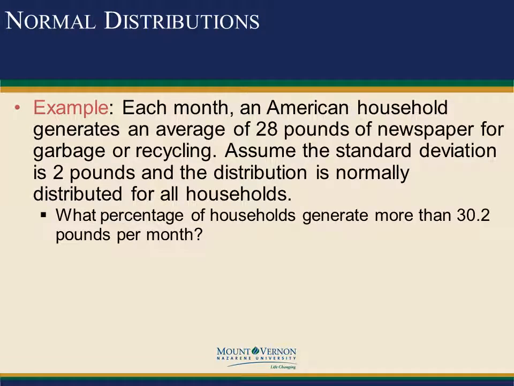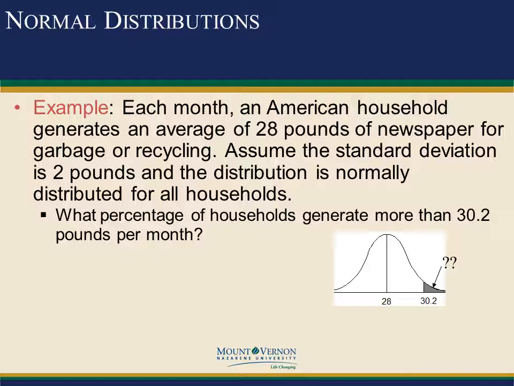One final version of this problem that we might encounter is in the case where you want to find the percentage of households greater than a particular number. So here's the percentage of households greater than 30.2 pounds of garbage per month. In this case, the picture looks like this, and we're interested in everything to the right of 30.2.